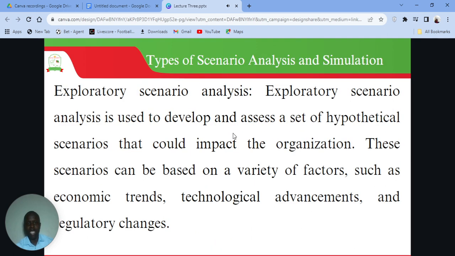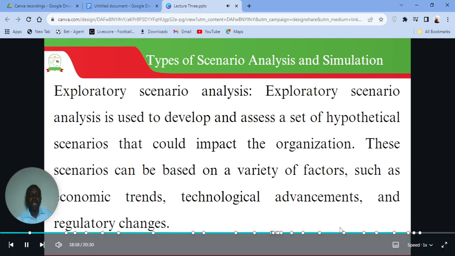We have different scenario analysis and simulation ways. We can have exploratory scenario analysis. When we are doing this kind of method, we develop and assess a set of hypothetical scenarios that could impact the organization. So we consider a number of factors. We can consider economic trends. Remember, we talked about fluctuations in currency, we talked about inflation, we talked about increase in taxes. So we can look at different scenarios, technological advancement and other regulatory changes.